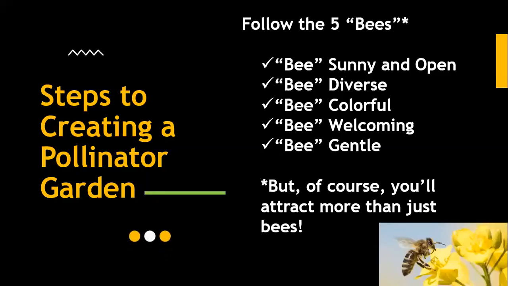All right, so now we're going to get to the nitty-gritty of how do you actually create this in your space. And to create a pollinator garden, you're going to follow the 5 Bs, okay? But of course, we're not just going to attract bees. This is for all kinds of pollinators. But you saw we have European honeybees and 315 species of bees. So a lot of them will be bees.